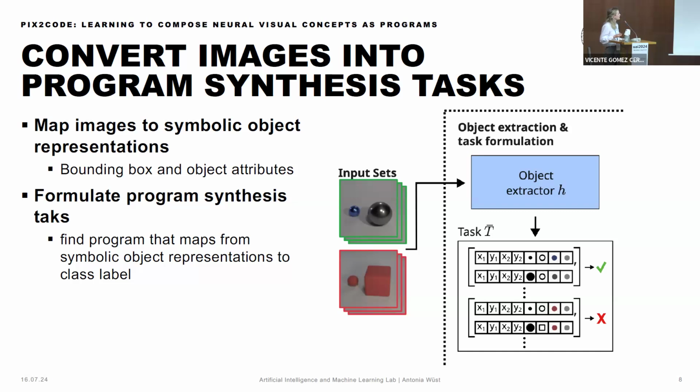And these representations are then in the form of a list. So one image is encoded as a list of objects, and they are then associated with the respective concept label. And this result is then our program synthesis task with which we can perform the search for programs.